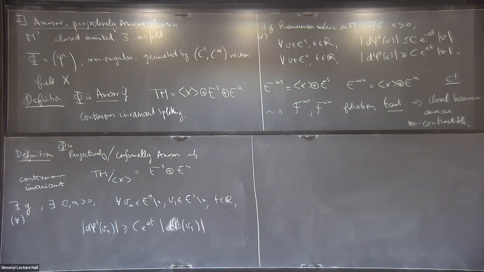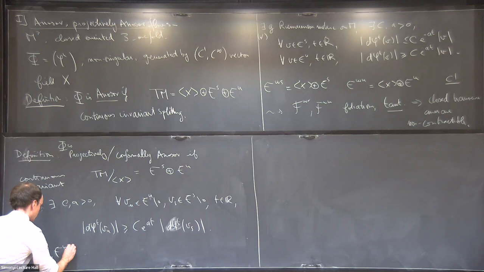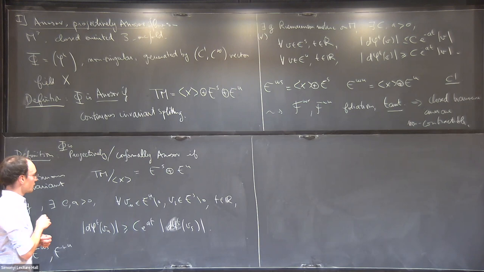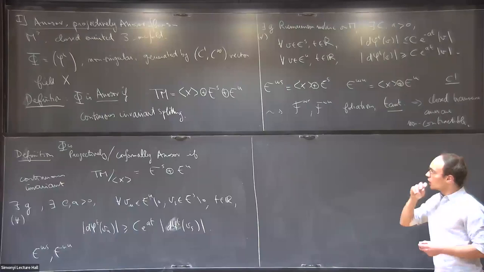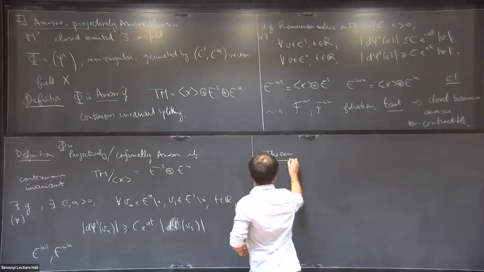Okay, and in that case, you can define similarly the weak stable and weak unstable bundles by just lifting these one-dimensional bundles to get these two-dimensional bundles, and they're not necessarily integrable in that case. So they are more complicated to understand. This definition is due to Eliashberg and Thurston, and also independently to Mitsumatsu, because they actually proved the same theorem at the same time.